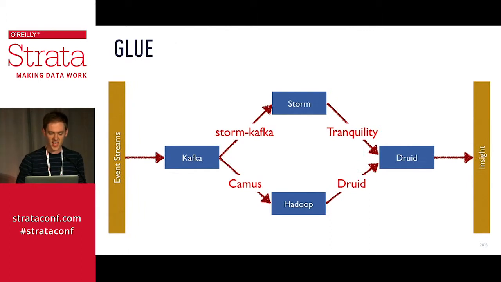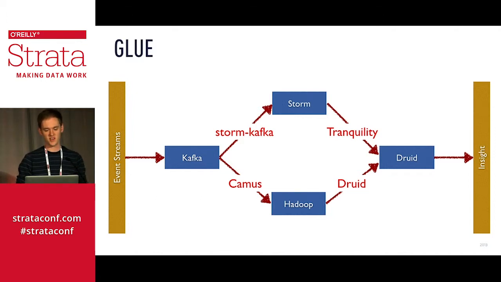There's also the little arrows. Don't forget them. They can be the hardest part of setting up a stack. Luckily, in this case, all 4 little red arrows have something. From Kafka to Storm, there's an extension in Storm Contrib called Storm Kafka. From Kafka to Hadoop, there's another project from LinkedIn called Camus. It essentially just dumps data from Kafka to Hadoop on a schedule that you define.